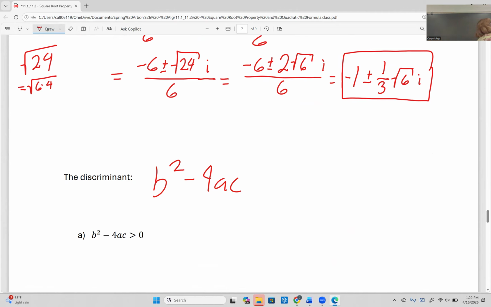If b squared minus 4ac is bigger than 0, then I'm taking the square root of a positive number. If I take the square root of a positive number, I get a real number. It might be irrational, but it's real. It's a number that I can get a decimal from my calculator for. And so when I can get that real number, I get two real solutions. So when b squared minus 4ac is positive, bigger than 0, we get two real solutions.